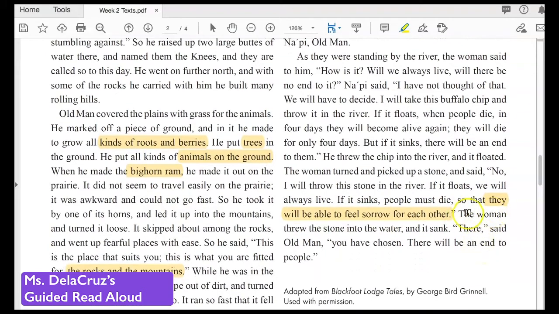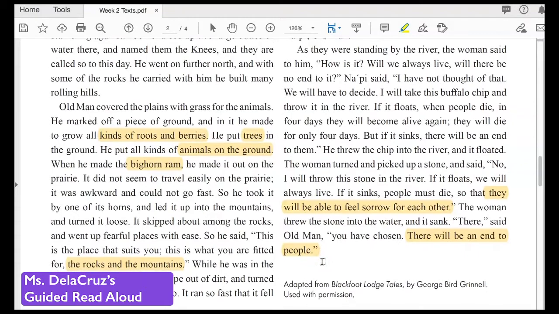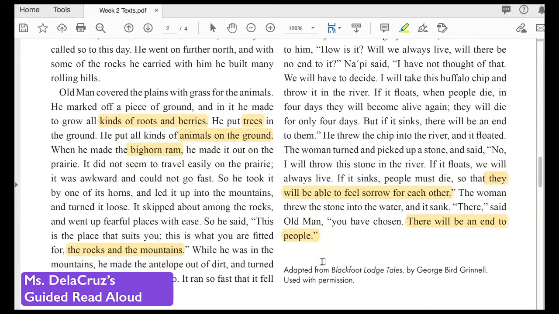The woman threw the stone in the water, and it sank. "There," said Old Man, "you have chosen. There will be an end to people." Gotta highlight that line too, and this concludes our creation myth of the Blackfoot Indians.